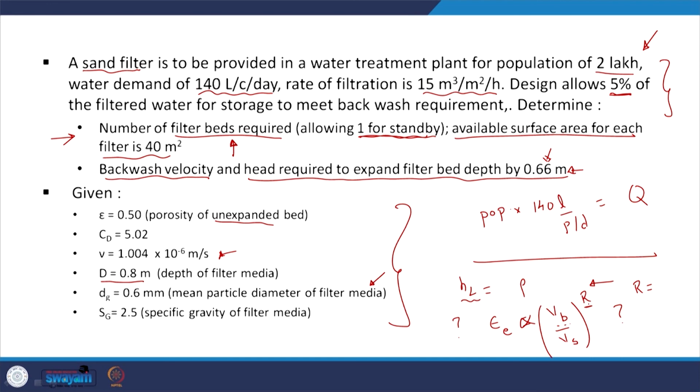But for that again too, I guess we also need to have the Stokes velocity, and this Stokes velocity we will have to calculate first. So, with that we can get the Stokes velocity which is needed here and also get the Reynolds number. But how do we get this porosity of the expanded bed though? What is the approach there?